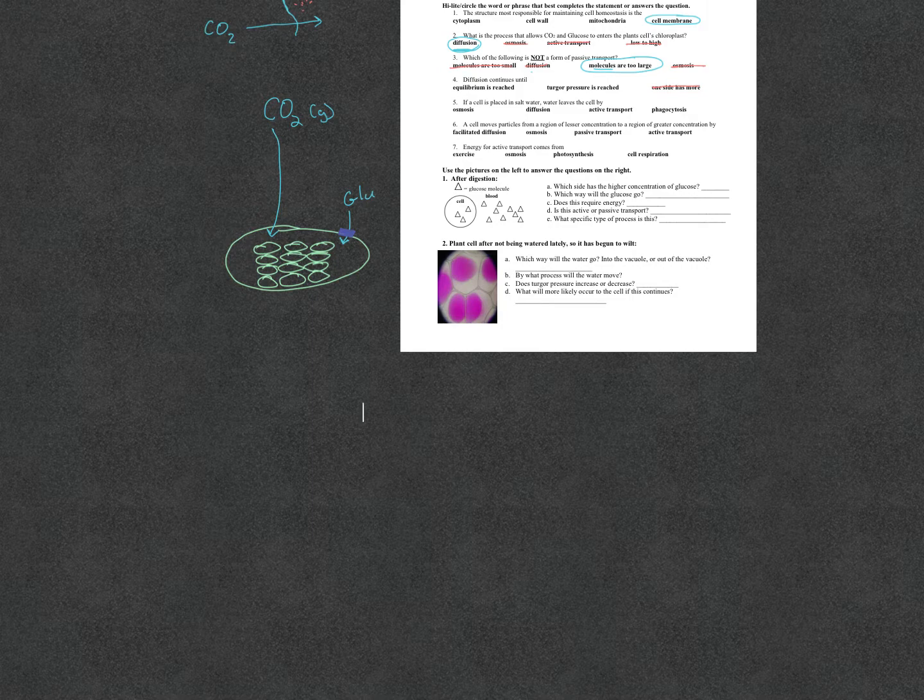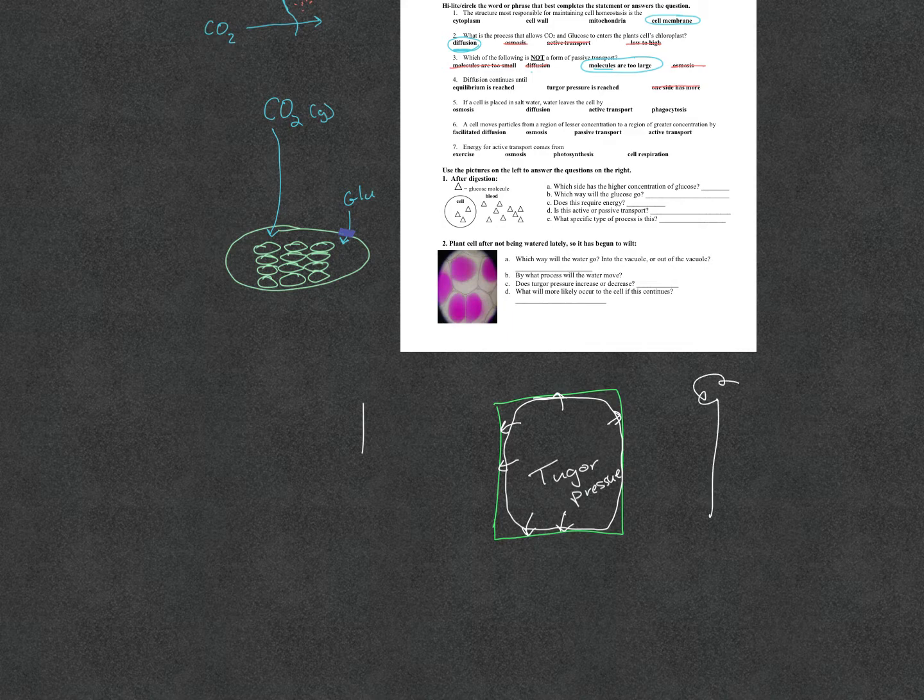Turgor pressure is when you have a plant cell wall and then you have a membrane inside that cell wall. As it gets filled with water, that creates a pressure against the cell wall. The membrane pushes up against that cell wall, and that pushing is called turgor pressure. It's what allows the plant not to wilt, but to stand straight up.